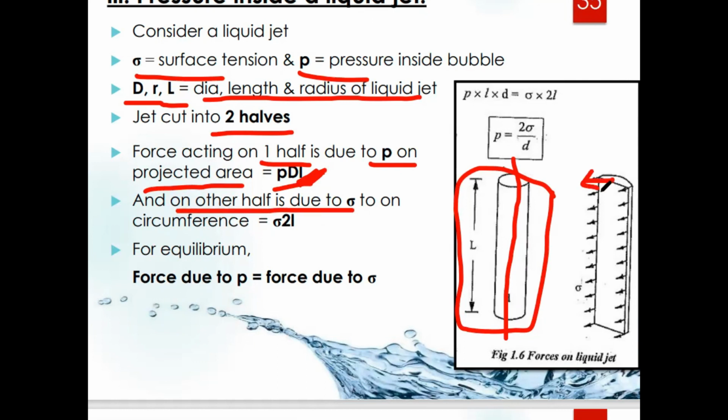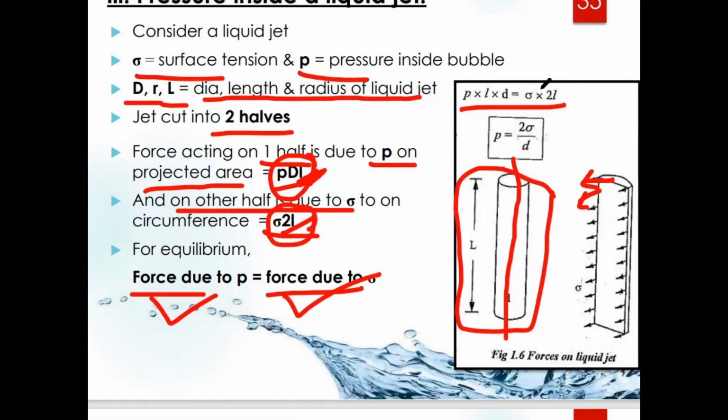Here you can see this is the circumference. The surface tension force is sigma into 2 into L. So we'll consider the equilibrium condition, internal force is equal to external force. So force due to P is equal to force due to sigma. Force due to P is P into D into L, and force due to sigma is sigma into 2 into L. So the equation is P into L into D is equal to sigma into 2 into L. So L will get cancelled. So you will get P is equal to 2 sigma divided by D, which is the equation for pressure inside a liquid jet.